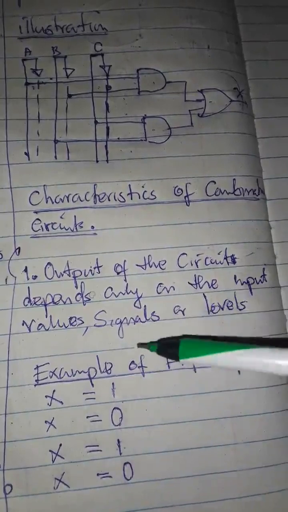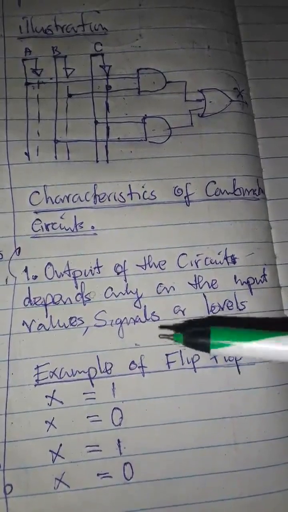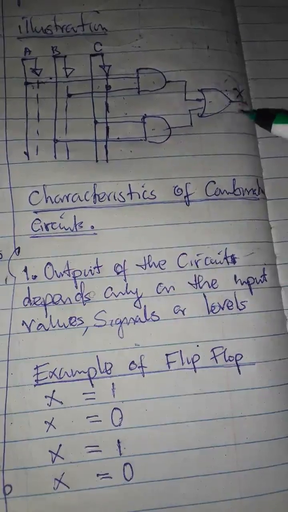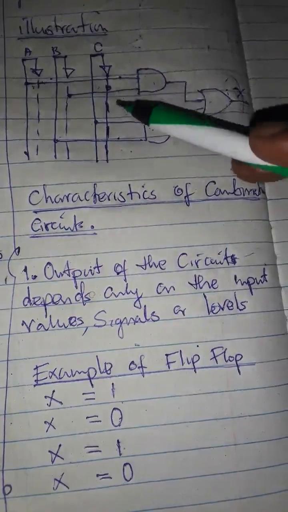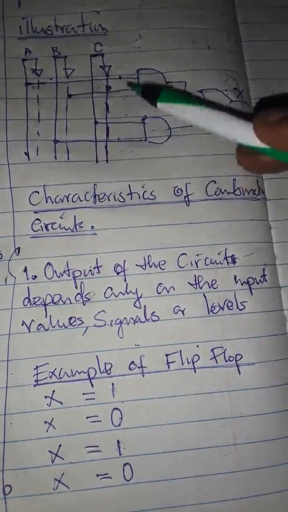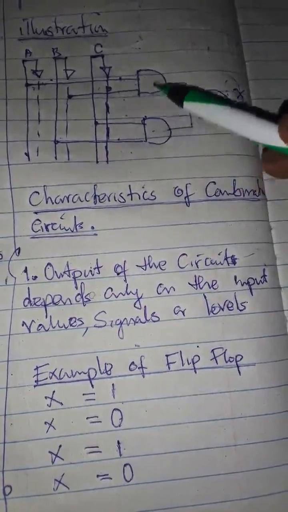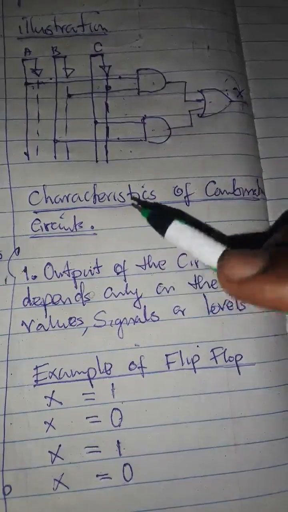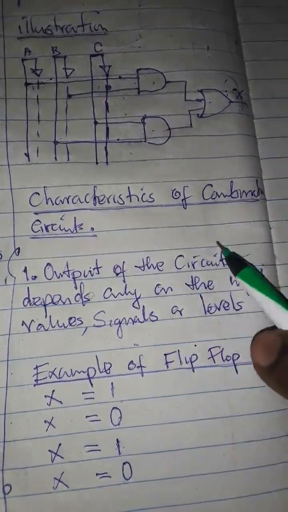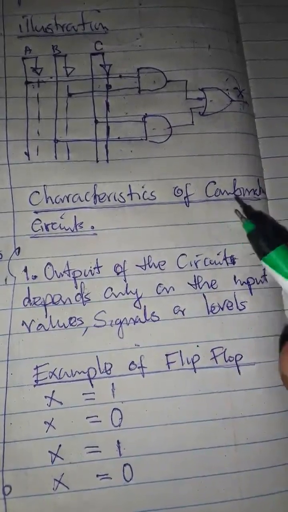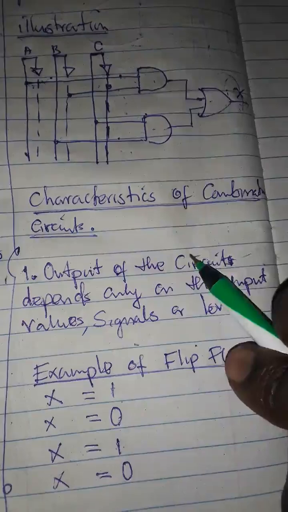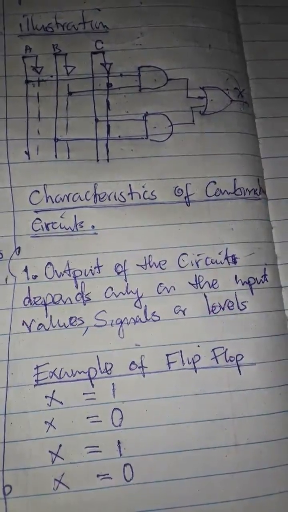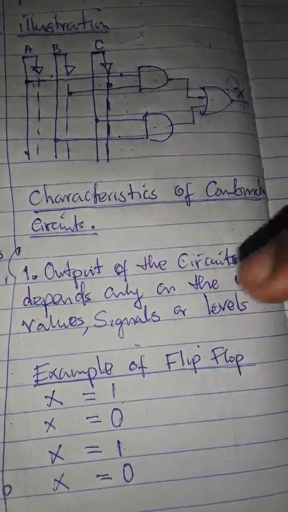So in a combinational circuit, unlike sequential circuits, the output that you get here at X depends only and only on the inputs that you insert on these gates here. So that is what it means. Output is directly proportional to the input. That is how combinational circuits work.